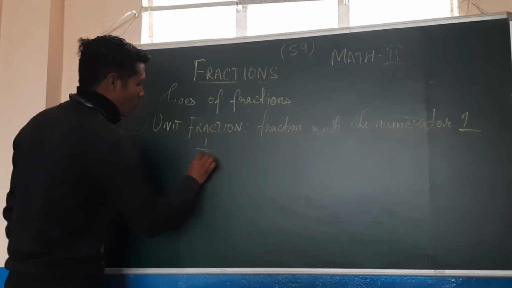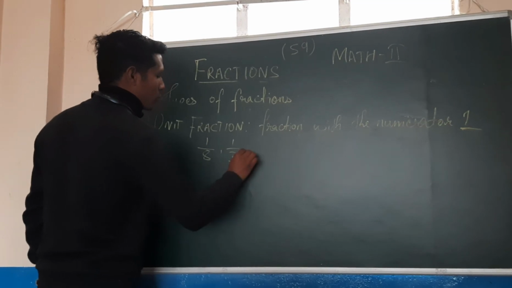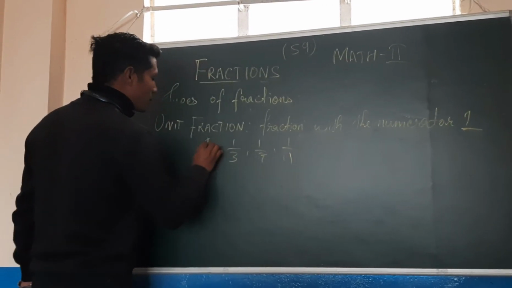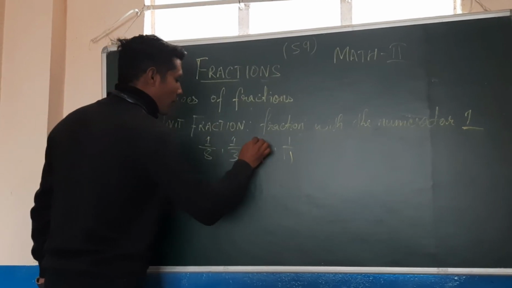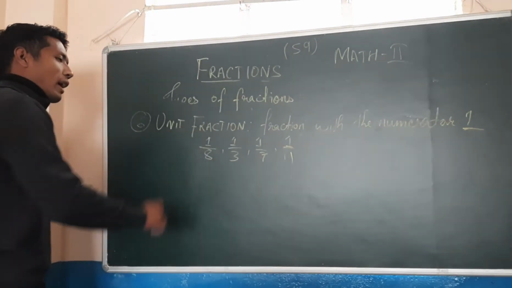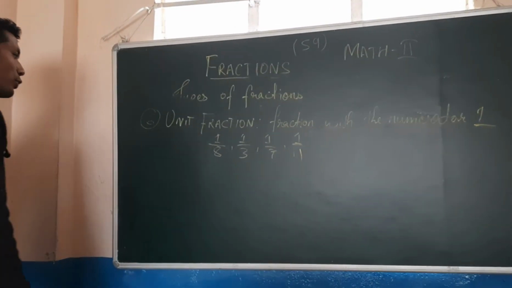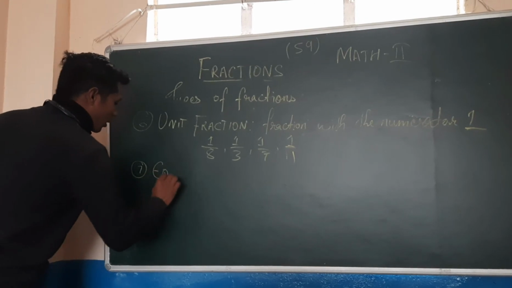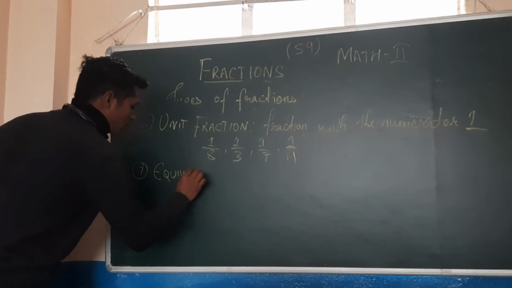For example, 1 by 8, 1 by 3, 1 by 7, 1 by 11. Whatever the denominator is, it does not matter. But if the numerator is 1, then those types of fractions are known as unit fractions. Finally, we will talk about the equivalent fractions.